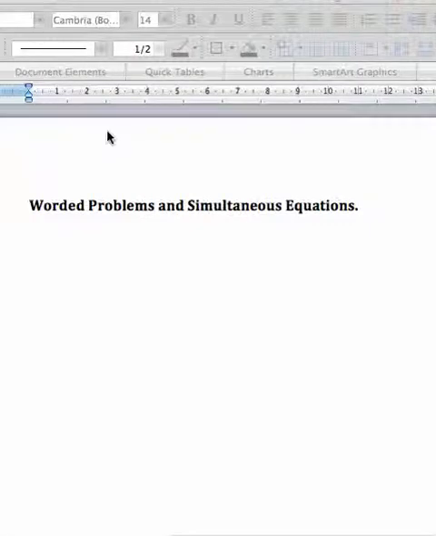Okay, so for this session, we'll be looking at worded problems involving simultaneous equations, which means with these worded problems, you can derive or find two equations and then solve them simultaneously. Before we do that, let's just practice some of our algebra skills when it comes to worded problems and finding equations from worded problems.